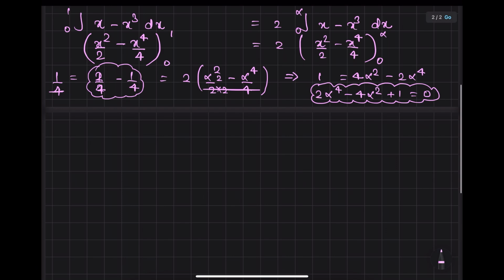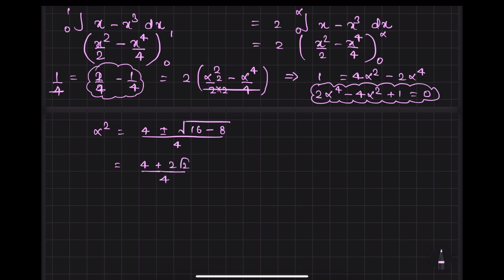We will factorize this. So can I say that we will take alpha square as x, so we will have a quadratic in x. So minus b plus minus root under b square minus 4ac by 2a. Now look here, we will break down this situation. So 4 plus root 8, it is 2 root 2, by 4, and 4 minus 2 root 2 by 4. Let's break down this part. So we are left with 1 plus root 2 by 2, and 1 minus root 2 by 2. Okay, so we got this situation.